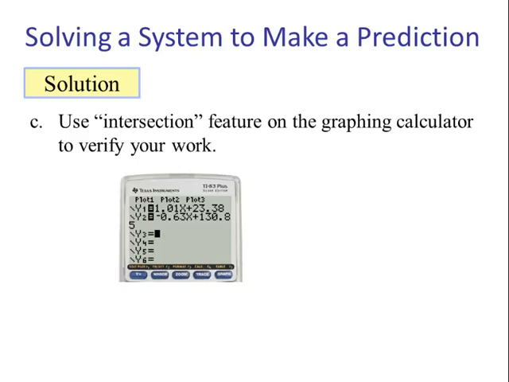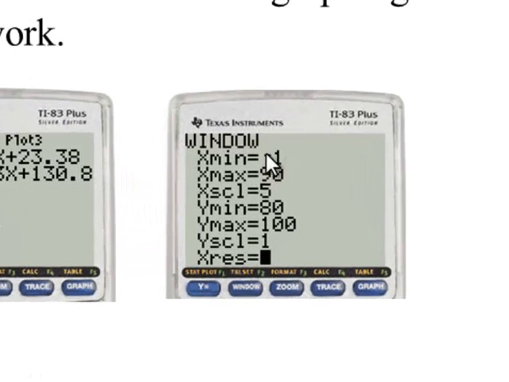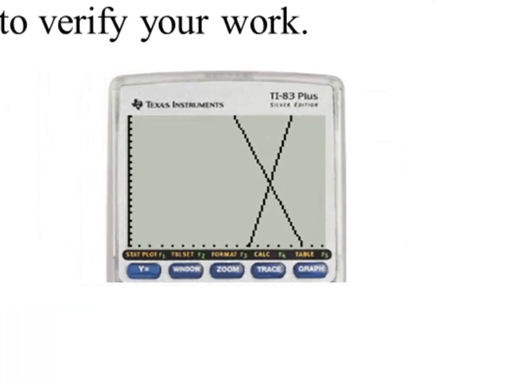C. We hit our y equals. We type in our equations for C of t and R of t. Hit window, and I'm using an x-min of -1 so I can see the y-axis, an x-max of 90 because I know that the x-coordinate is about 65. I want to count by 5s. For the y-min and the y-max, I'm using 80 and 100 because the y-coordinate was close to 90. And I'm counting by 1s for the y. I hit graph, and this is my graph. Here's the point of intersection.